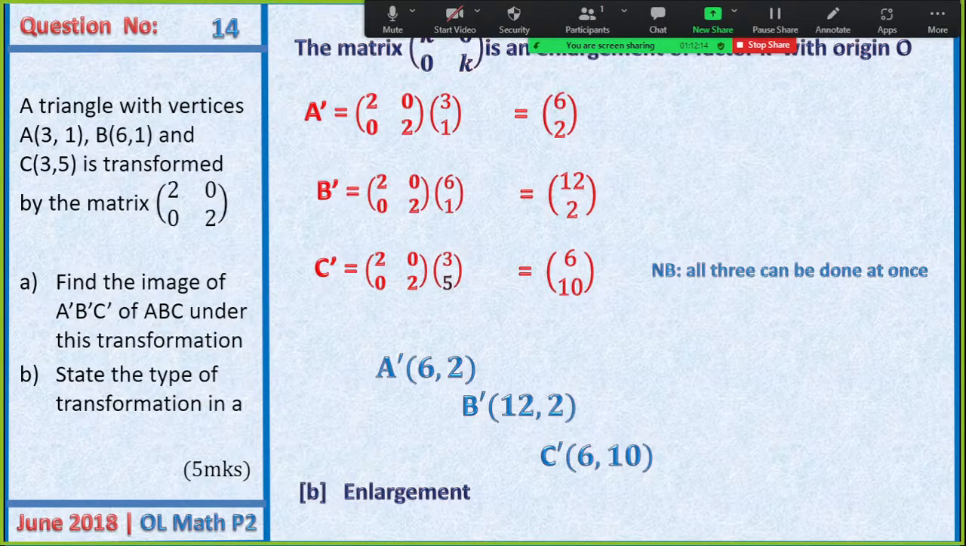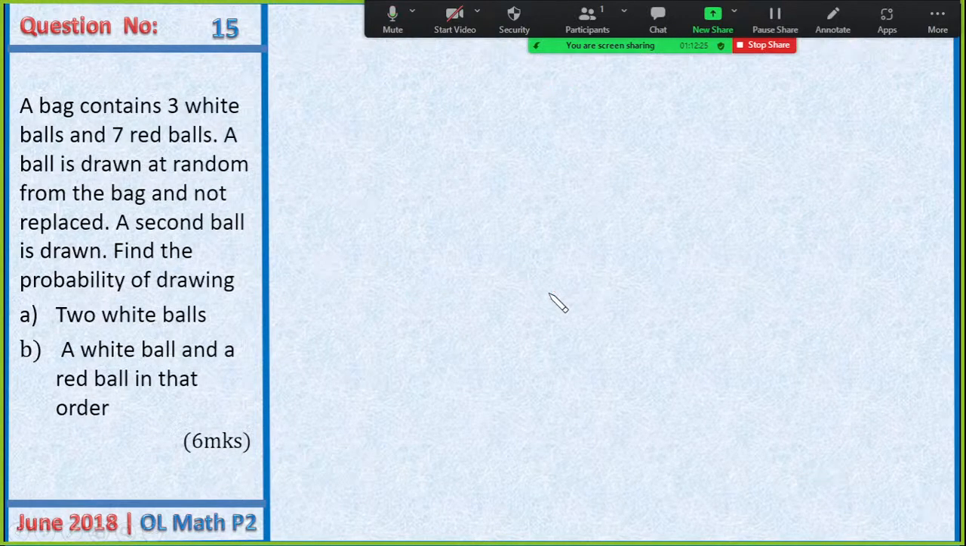That brings us to the last question. We'll be looking at paper 2 part B on Wednesday. That is the essay part. Now a bag contains 3 white balls and 7 red balls. A ball is drawn at random from the bag and not replaced. The second ball is drawn. Find the probability that the 2 balls are white.